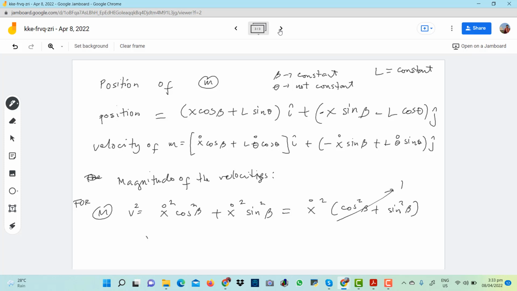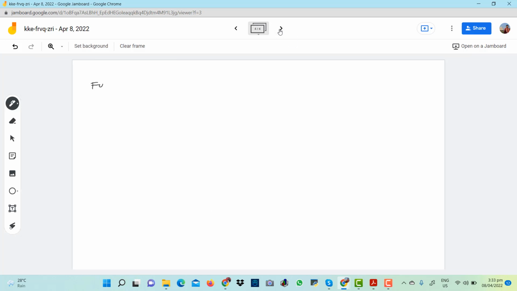Okay, so therefore I will call this one Vm for the big mass. Vm squared is equal to only x dot squared. So I have the velocity, and now I can get the kinetic energy of the mass big M.